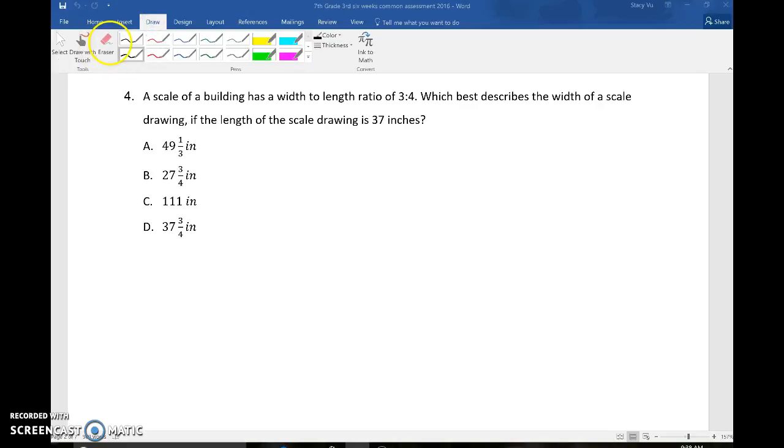Okay, so number 4 is a scale drawing problem. It says the ratio of the width to length is a ratio of 3 to 4. Which best describes the width? So we're looking for the width if the length is 37 inches. So I'm going to go ahead and draw a rectangle because that's what I think about with length and width.